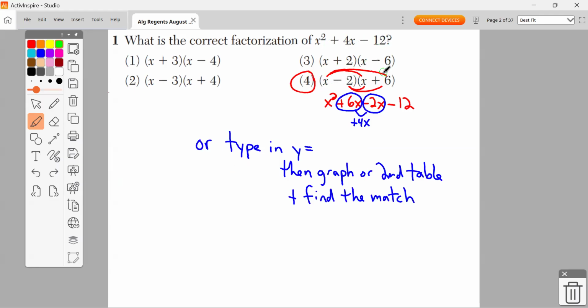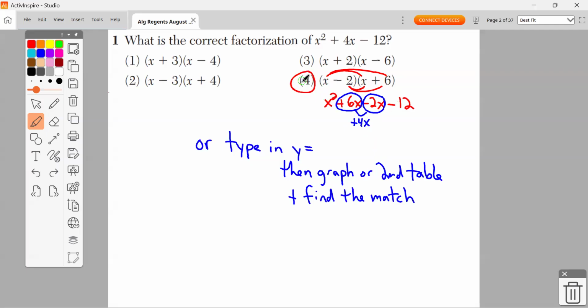Or we could distribute, doing FOIL: first, outers, inners, last. Add together your outers and your inners. Positive 6x plus negative 2x is positive 4x. So that's why choice 4 would work.